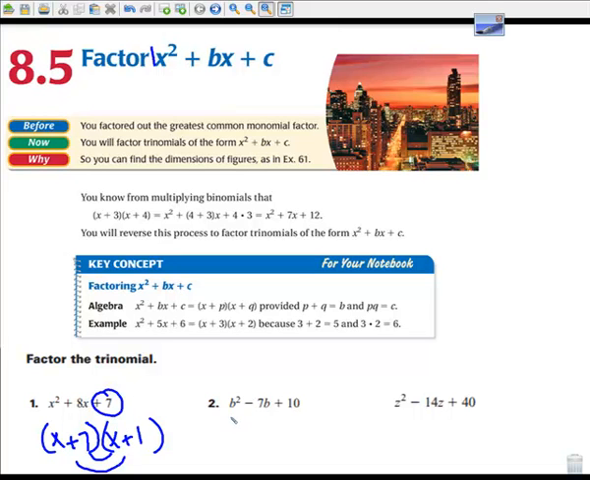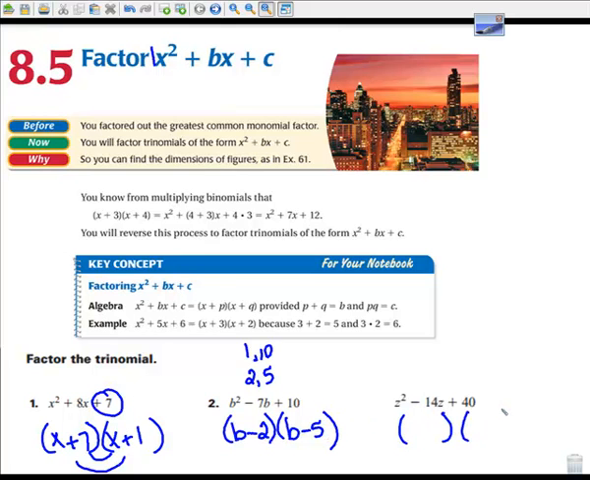We have a negative b term. I'm still going to put b and b for my b squared. I want factors of 10 that will give me a negative 7. Well, factors of 10 are 1 and 10, and 2 and 5. To get a negative 7, they both have to be negative. A negative 2 times a negative 5 is a positive 10, so it does work. Negative 2 plus negative 5 is negative 7. Negative 2 times negative 5 is positive 10.